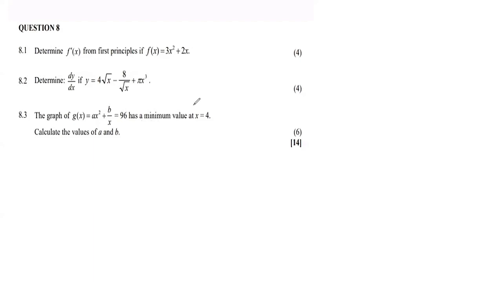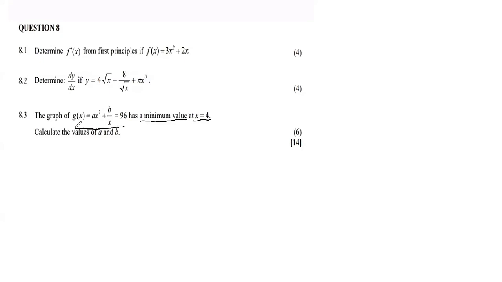Okay, so for 8.3, they say the graph of g of x is equal to ax cubed plus b over x is equal to 96. Has a minimum value at x is equal to 4. Calculate the values of a and b. Now check, they said it has a minimum value.